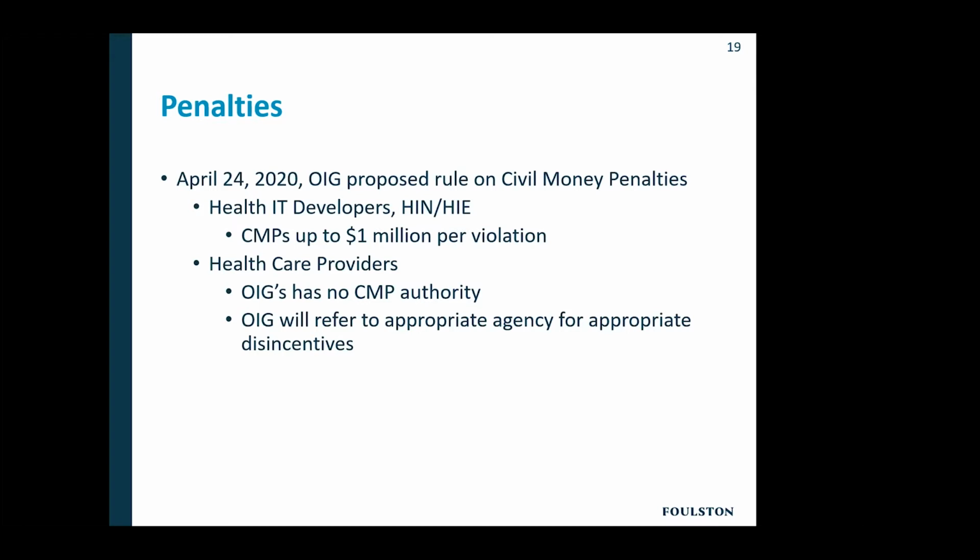For healthcare providers, the OIG is still seeking feedback on that. They really have no civil monetary penalty authority, so they didn't outline a potential authority, but the idea is potentially referring to appropriate agencies for disincentives, which could result in other penalties or disenrollment from Medicare and Medicaid programs. And so there's still a lot of uncertainty as to how an actor will be penalized for a violation of the information blocking rule.